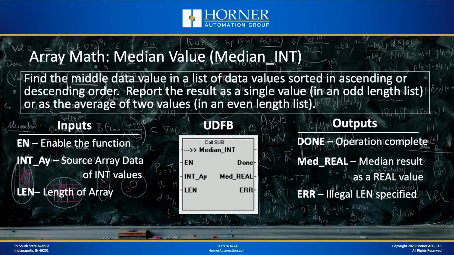On the output side, you've got a done bit. You've also got an error bit in case you get the length wrong. If you forget to set the length and it's set to 0, or you've set it greater than 100, you'll get an error. And then your median output is actually reported as a real value.